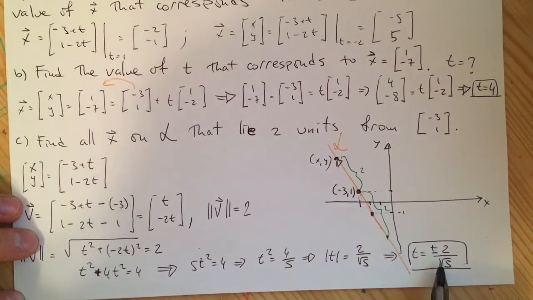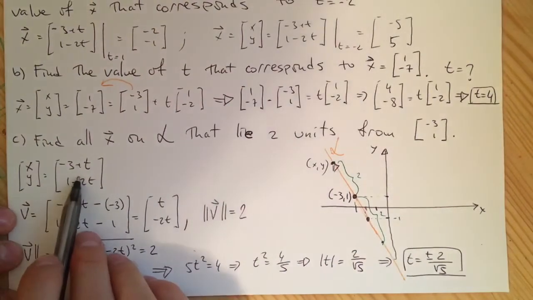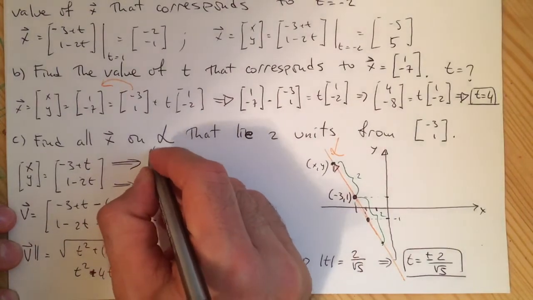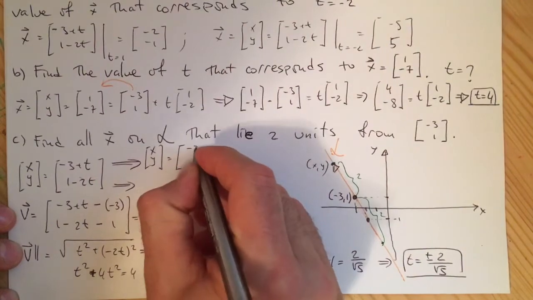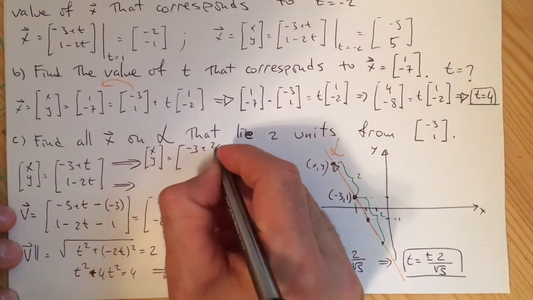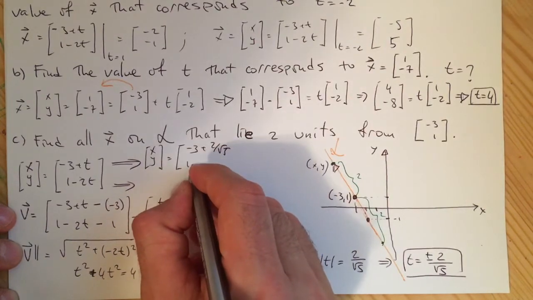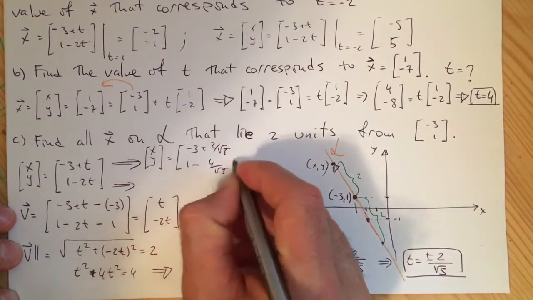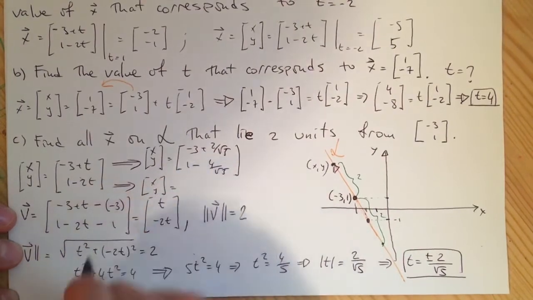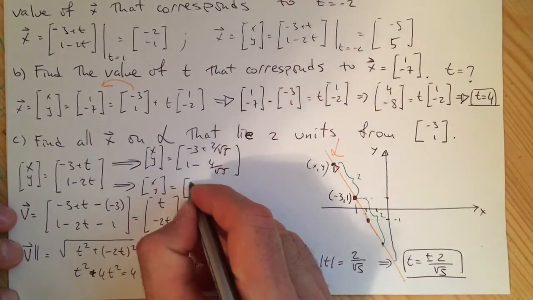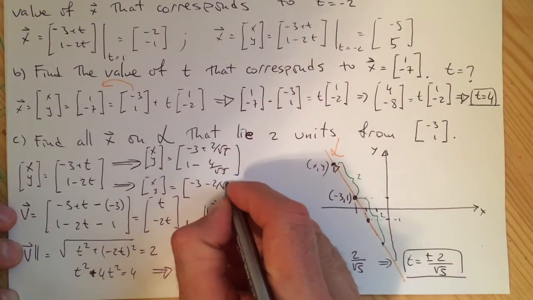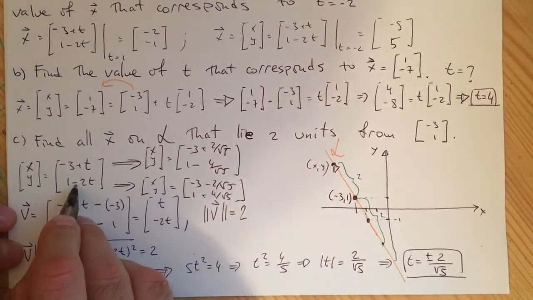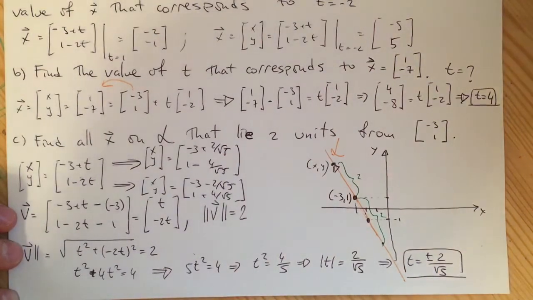So now, if I take this value of the parameter t and bring it in here, this gives me the two possibilities. One of them being negative 3 plus 2 over the square root of 5, and 1 minus 2 times the positive 2 over the square root of 5, so that's 4 over the square root of 5. And the second one is xy, which is equal to negative 3 minus 2 over the square root of 5, and 1 plus 4 over the square root of 5. If I multiply this, negative 2 times negative 2 over the square root of 5.